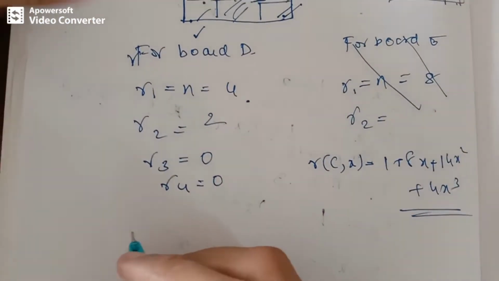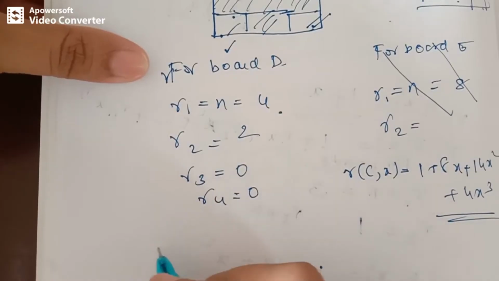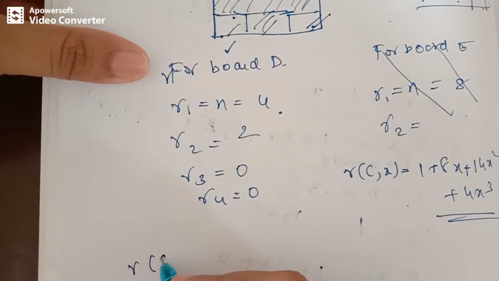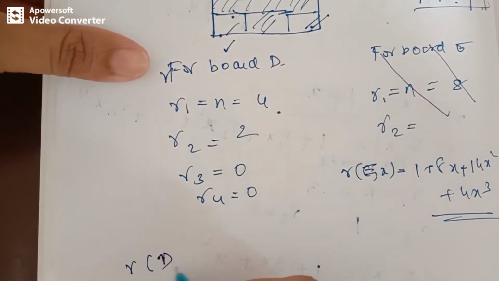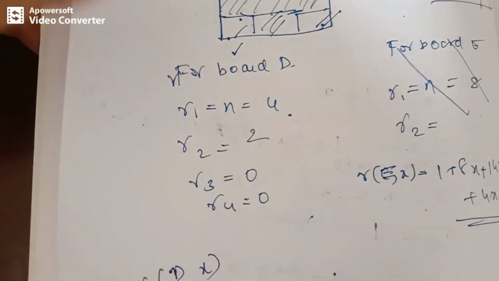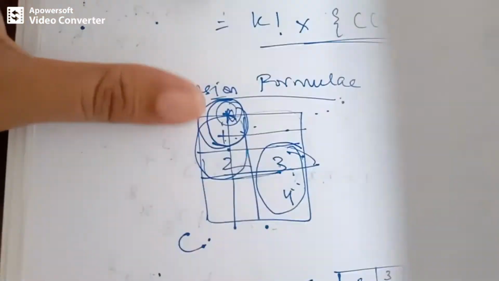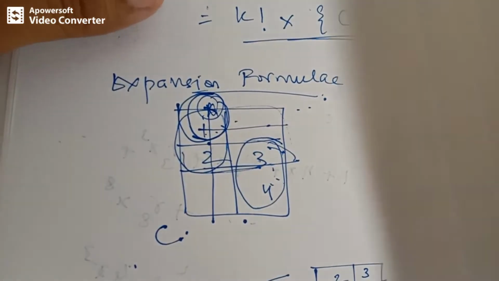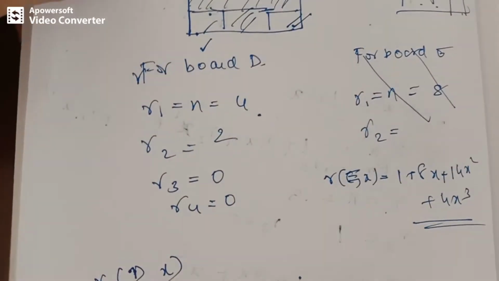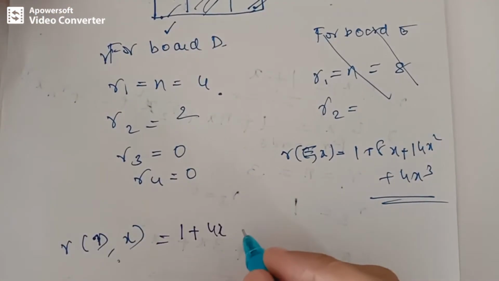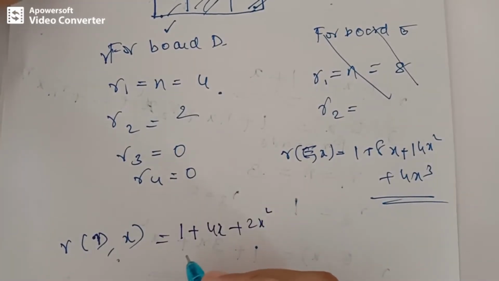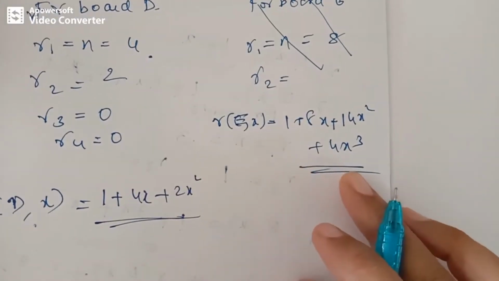Okay, let me calculate for this board D. D is not calculated. So R of E comma x, and R of D comma x. What is R of D comma x? R of D comma x is given by 1 plus 4x plus 2x square, right? 1 plus 4x plus 2x square, and R of E comma x is this one.